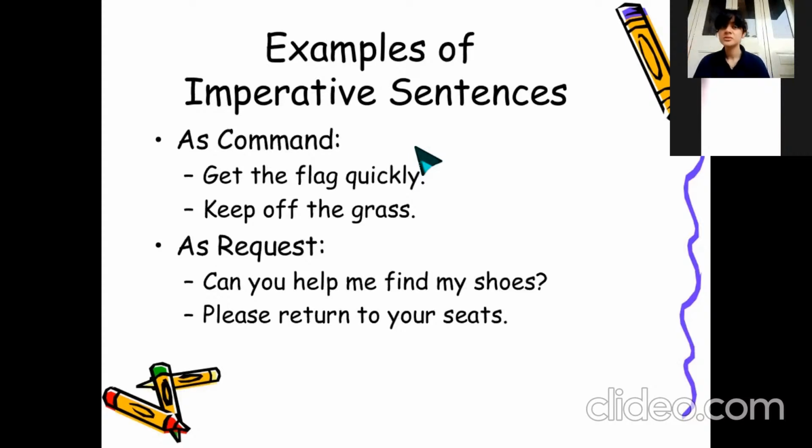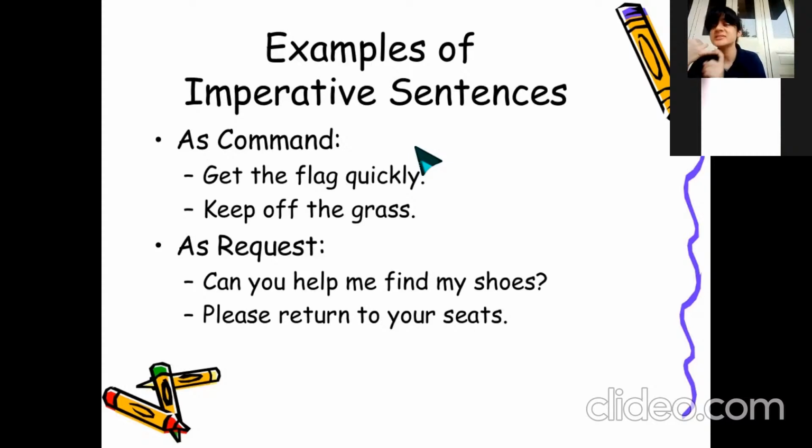For example, get the flag quickly. Keep off the grass. Go to sleep. Eat your vegetables. Finish your homework. Or as a request, can you help me find my shoes? Please return to your seats. These are examples of imperative sentences. What type of sentences? Imperative sentences.